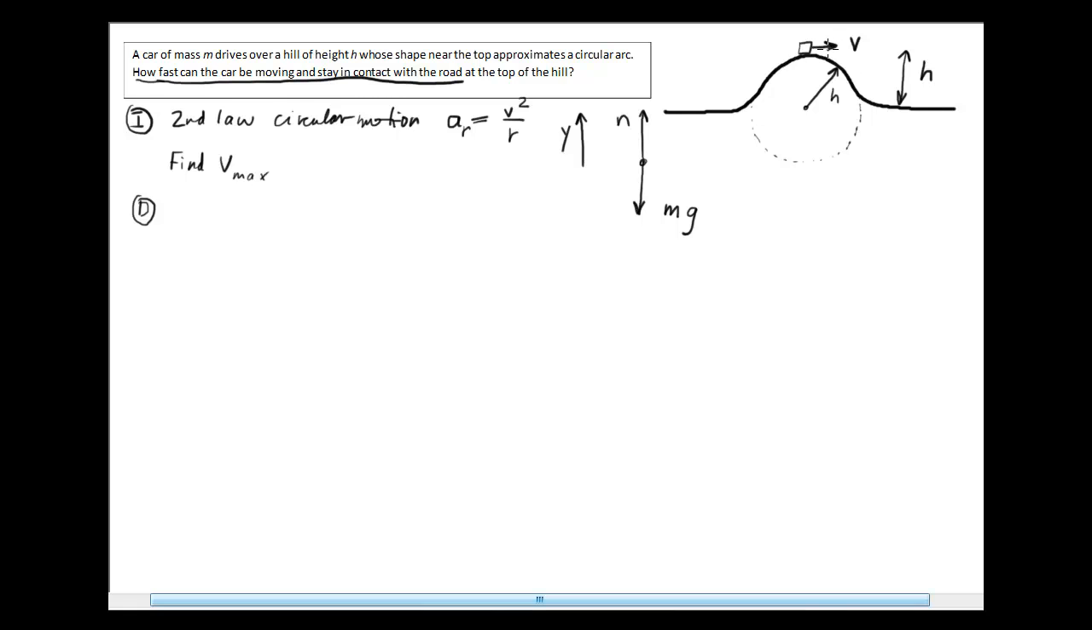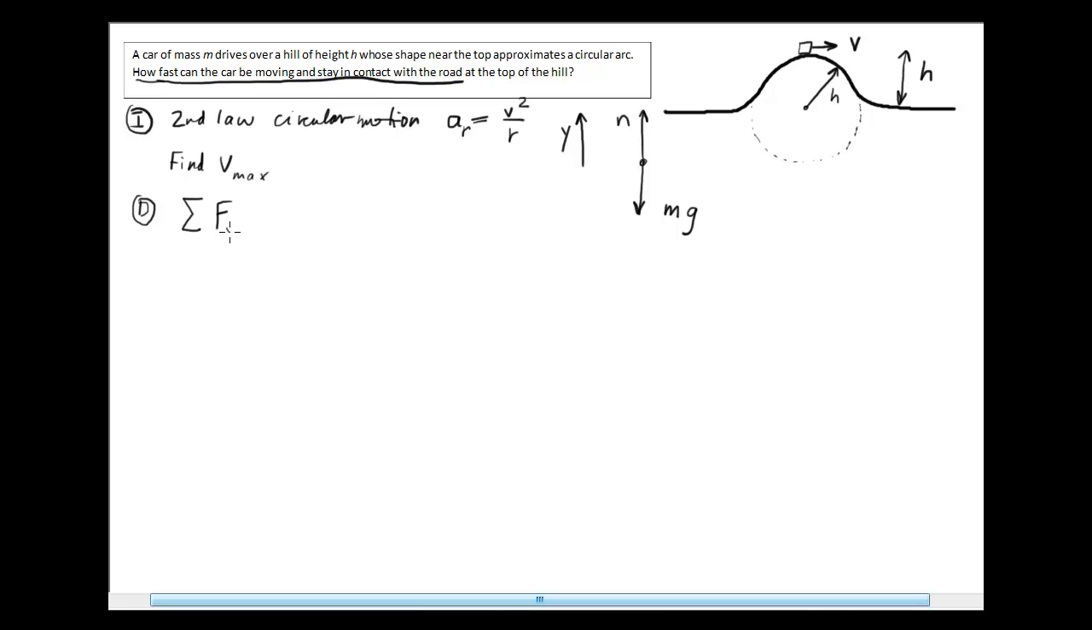What about the direction of the velocity? Well, there's no force acting in that direction, and so the car is not accelerating. The car is moving at a constant speed. So there's no net force in that direction at all. So we can proceed to write down the sum of the forces in the y direction.